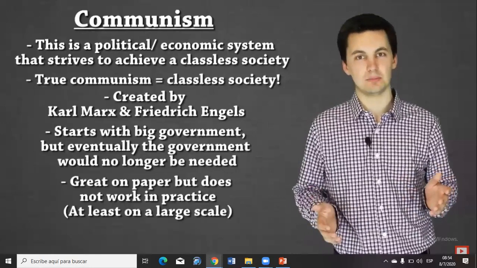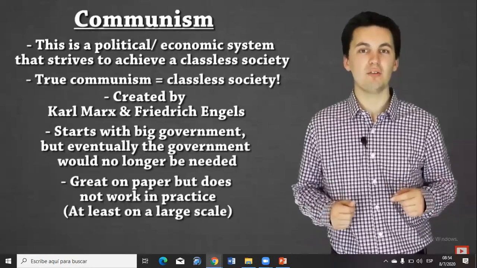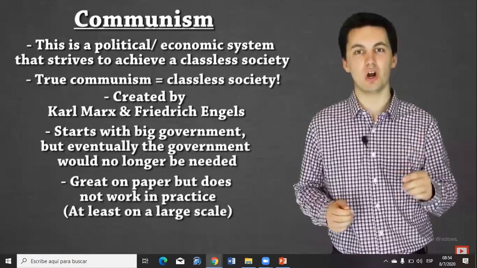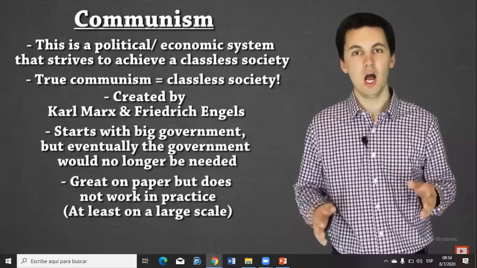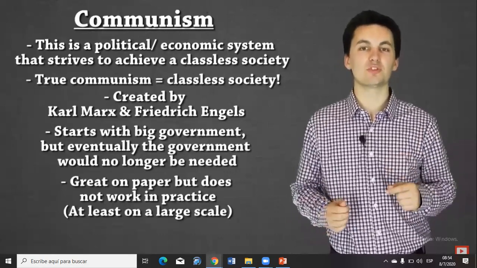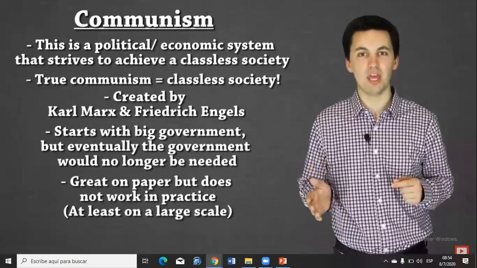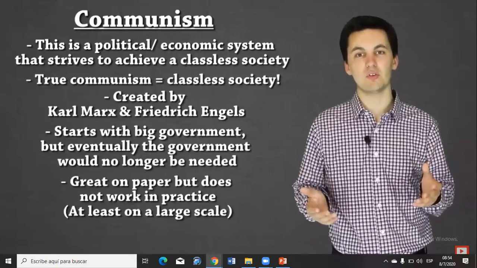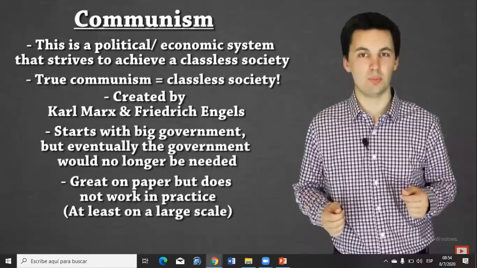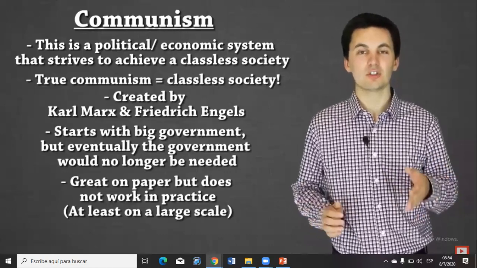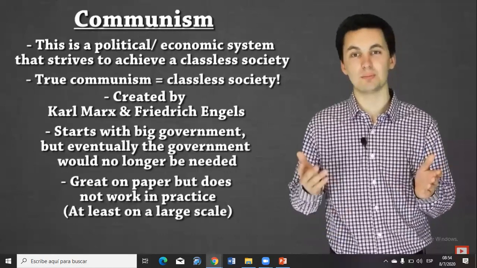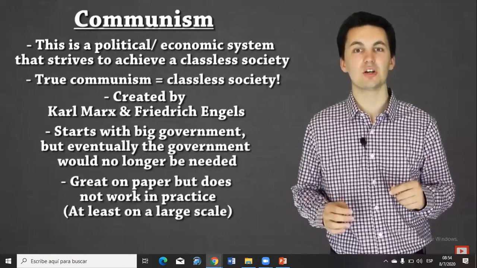Communism's great on paper. It sounds really good. Unfortunately, we haven't seen a lot of examples, at least on the large scale, throughout history of communism working. Normally what starts to happen is communism will be put in place, and then a dictator or a big government will take over, and they don't relinquish their power. That's kind of the human error. So communism is great on paper, but bad in practice, partially because of human error.